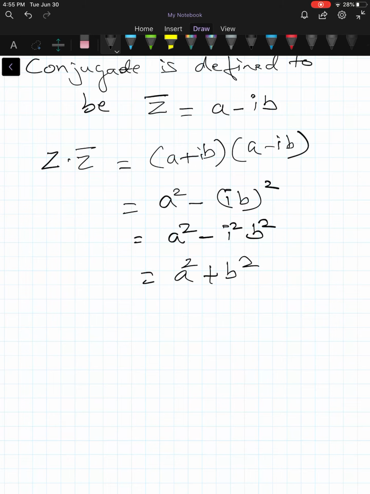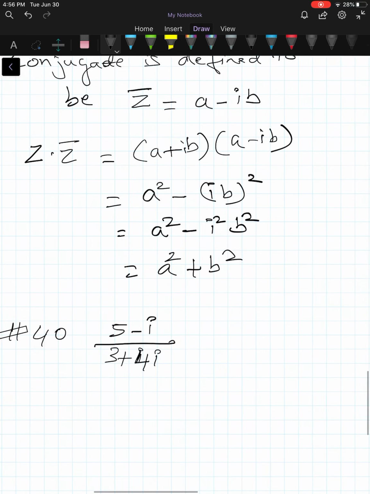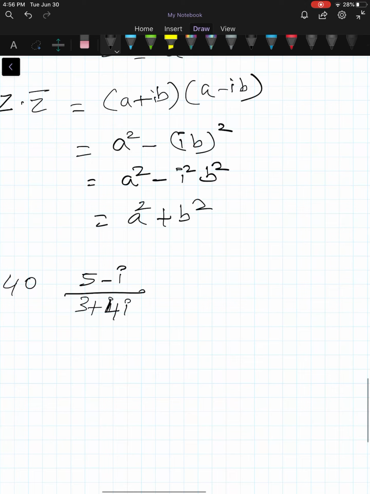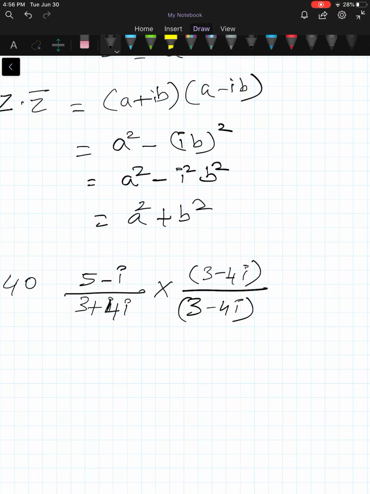I will take an exercise problem. Evaluate the quotient and write the result in the form a plus bi. This is problem number 40 in the book, which says 5 minus i divided by 3 plus 4i. Now, by the definition you should multiply the numerator and the denominator by the conjugate of the denominator. So that is times 3 minus 4i by 3 minus 4i, correct?